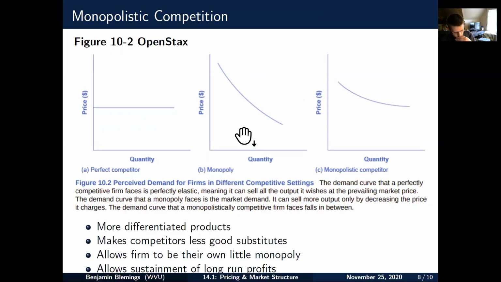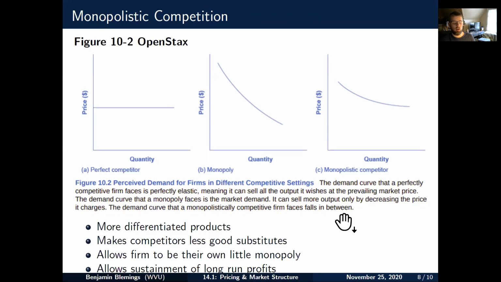And what is a monopolistic competitor? It's just somebody who differentiates their product enough so that there's not enough close substitutes, that they're essentially a monopolist in their own very small product niche. And so this allows them to kind of behave like a little monopolist and kind of sustain long-run profits. And we don't like monopolies in general, but monopolistic competition gives us a lot of product variety, which is a benefit in and of itself. And so that's monopolistic competition.